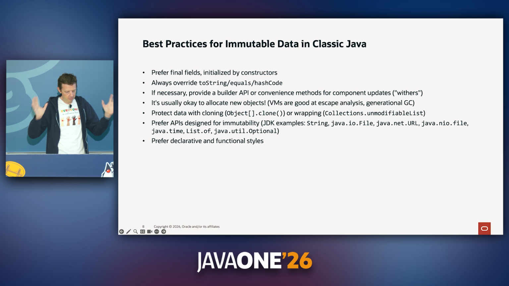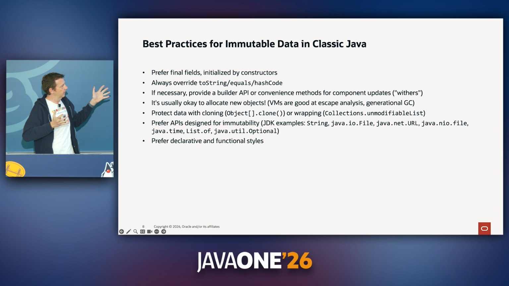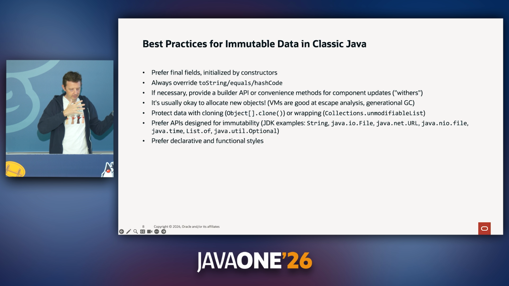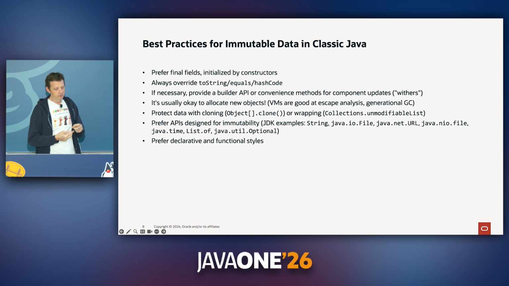Okay, to summarize, this is my list of what I think are best practices for Java. In classic Java, let's say up to 11. Think about this list. You could tell me if you think there's other things I should put on this list, but I think generally you should prefer final fields when you're modeling immutable data. You should use your constructors to initialize those fields. You should always override toString, equals, and hashCode so that you're not exposing the identity of the object through those methods. You should provide a builder API or convenience methods if the object is large enough that it's not convenient to just construct it all in one go.